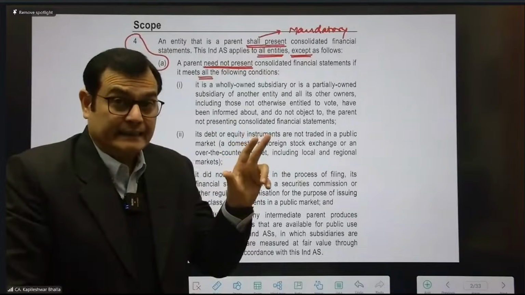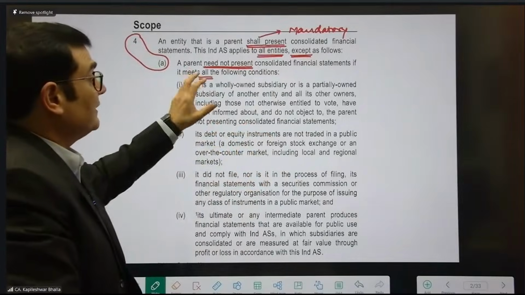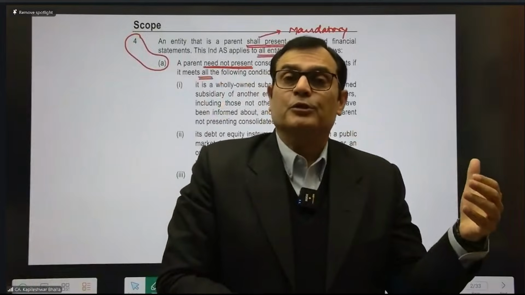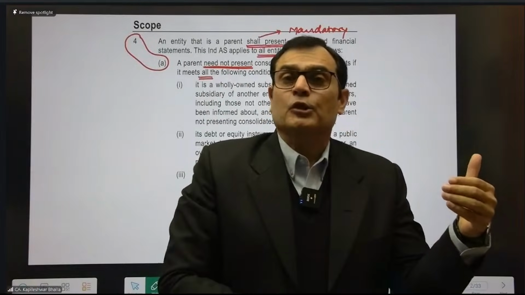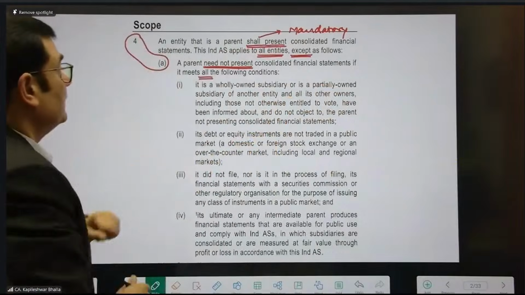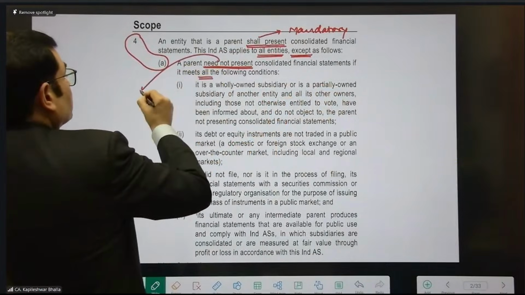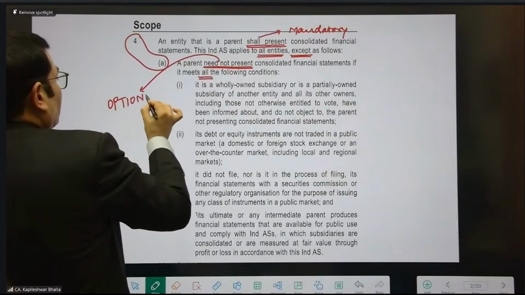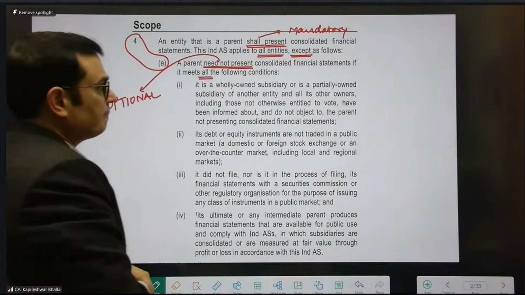That's making a mandate. And then it says a parent need not present. So is it something you're giving as an option to the entity, or is it something you're mandating them? And that's rightly said. So when I say that it need not present, this is completely optional on the part of the investor.